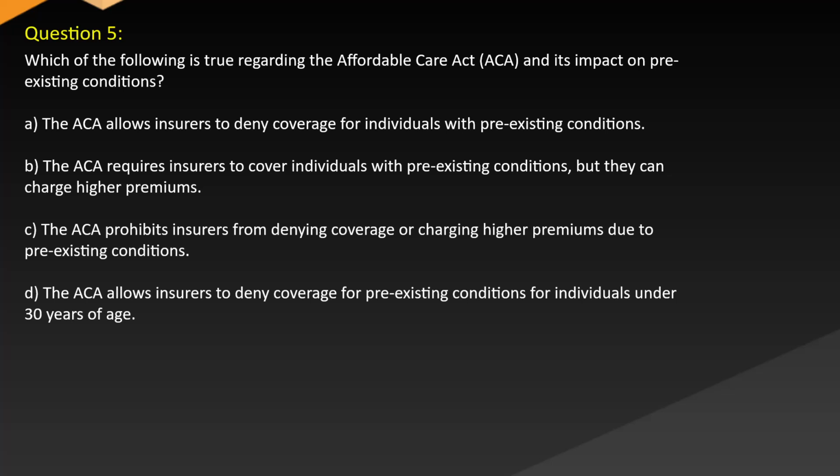Question 5. Which of the following is true regarding the Affordable Care Act and its impact on pre-existing conditions? A. The Act allows insurers to deny coverage for individuals with pre-existing conditions. B. The Act requires insurers to cover individuals with pre-existing conditions, but they can charge higher premiums. C. The Act prohibits insurers from denying coverage or charging higher premiums due to pre-existing conditions. D. The Act allows insurers to deny coverage for pre-existing conditions for individuals under 30 years of age.